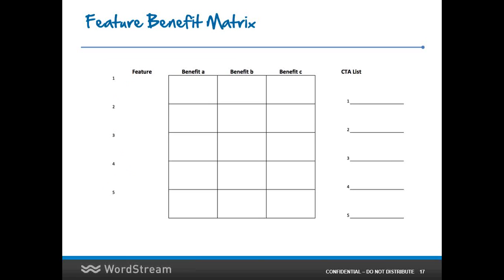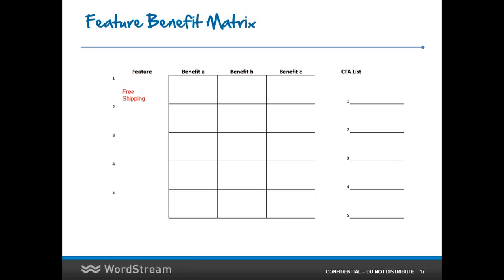So the first column, we actually have the feature. Of course, the next columns highlight the benefits, and we recommend, in this particular example, having around 3 of those benefits. And the last one's the call to action list. So let's go through 2 examples here.